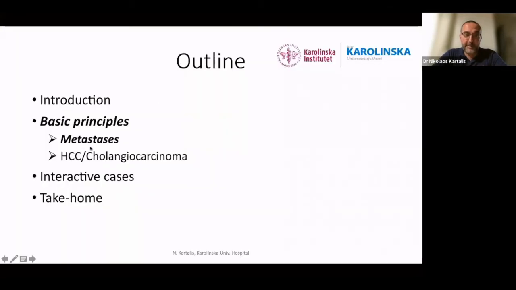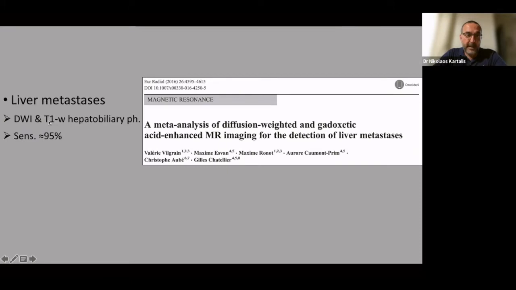So, going to the metastasis, the secondary tumor that is very commonly seen in the liver. The combination of diffusion imaging and hepatobiliary phase gives a sensitivity of 95%. These numbers are crazy high. It is like a dream to be able to diagnose metastasis with this high sensitivity.